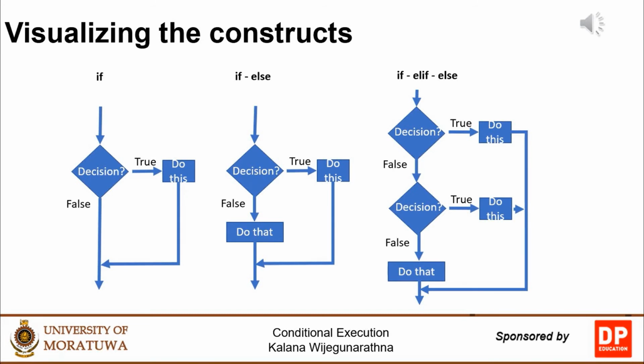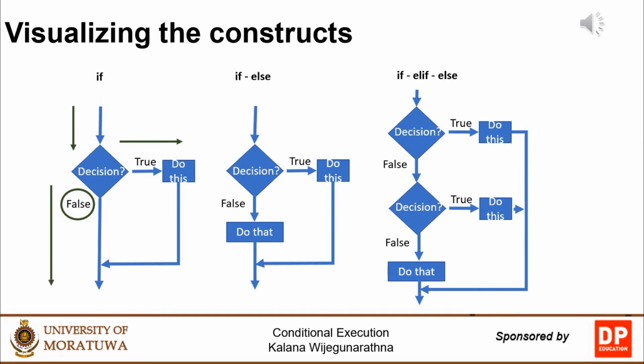First, the simple if statement. The program checks if a certain condition is met. And if the condition is met, it takes certain actions and then continues with the rest of the program. But if the condition is not met, which would mean if the condition returned false, we do nothing and simply continue with the rest of the program.